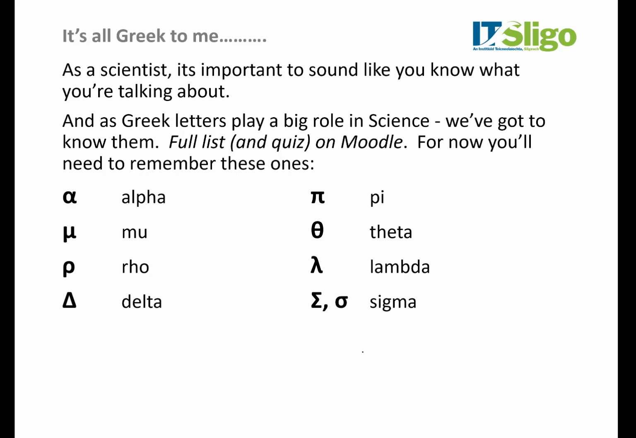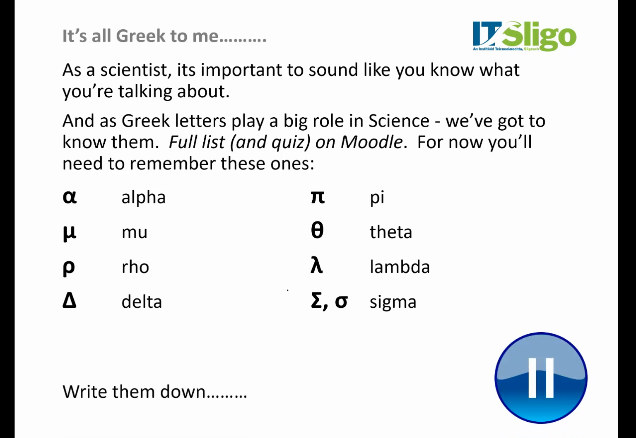So it's very important. You don't really want to be talking to one of your colleagues going, oh, it's a little symbol-y looking thing. It looks like an upside down Y. You want to say lambda. You need to sound like a professional. Fake it till you make it is what my sister used to always say to me. So just write these down, guys, because you'll be tested on them.